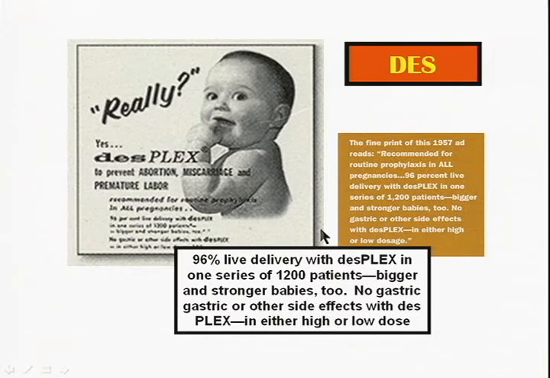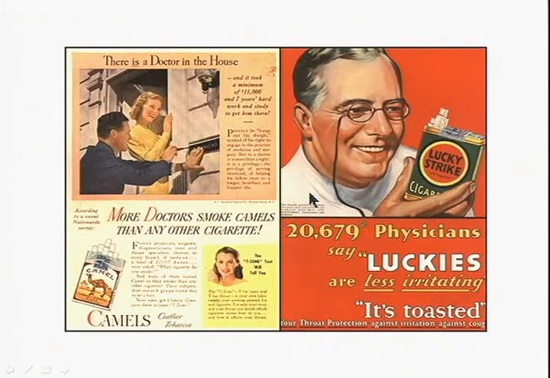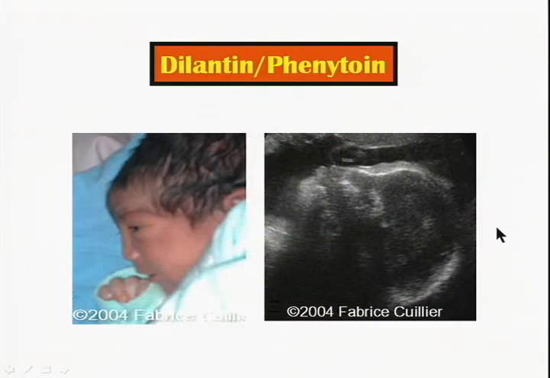And it makes me think, as we move on in our understanding in years to come, looking back now, we will probably say, that was so stupid. Let me give you another example of this. These are some advertisements that were in the media decades ago. 20,000 physicians say Luckies are less irritating. What's the message? Why, your doctor smokes, so you should smoke. And now we know very clearly that 1/3 of people who smoke will die from that.